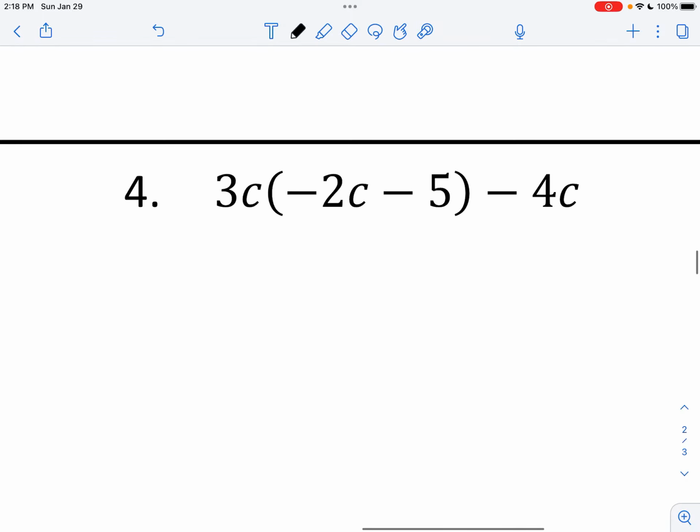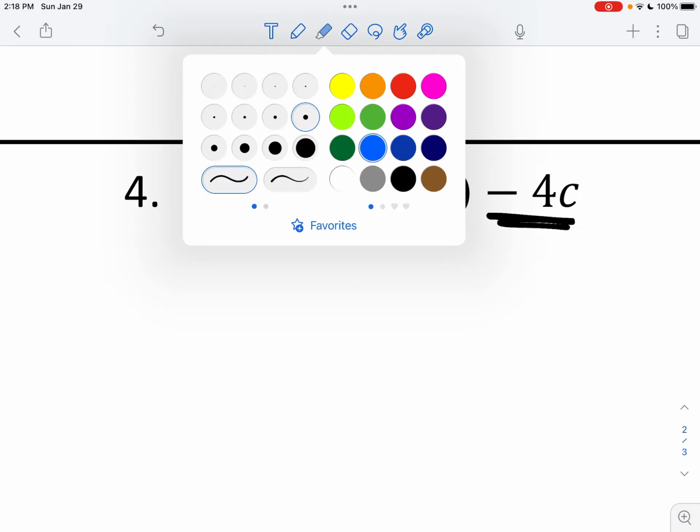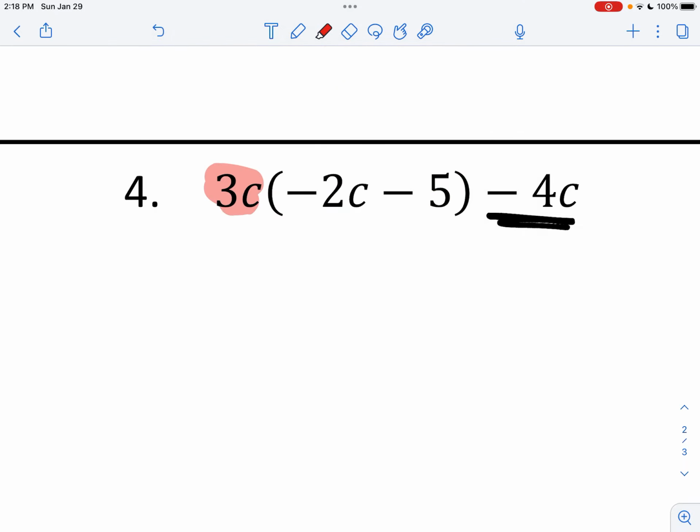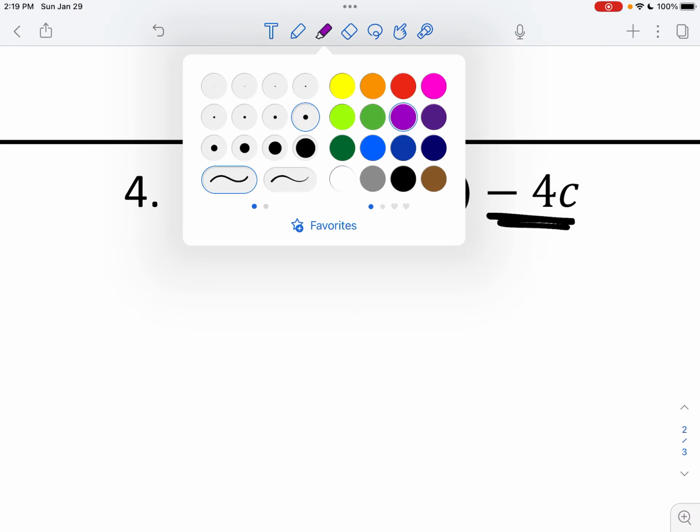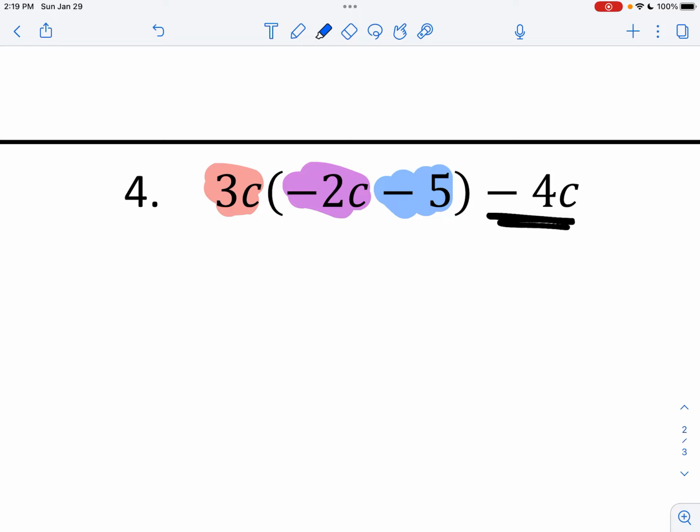Number 4. Let's see, I have this -4c in the back. So I have to distribute a 3c into a -2c and a negative 5. So the first one I'm going to do is 3 times negative 2. My coefficients make negative 6. And don't forget, we had a c on there. Because it was a c and another c, that makes c squared.